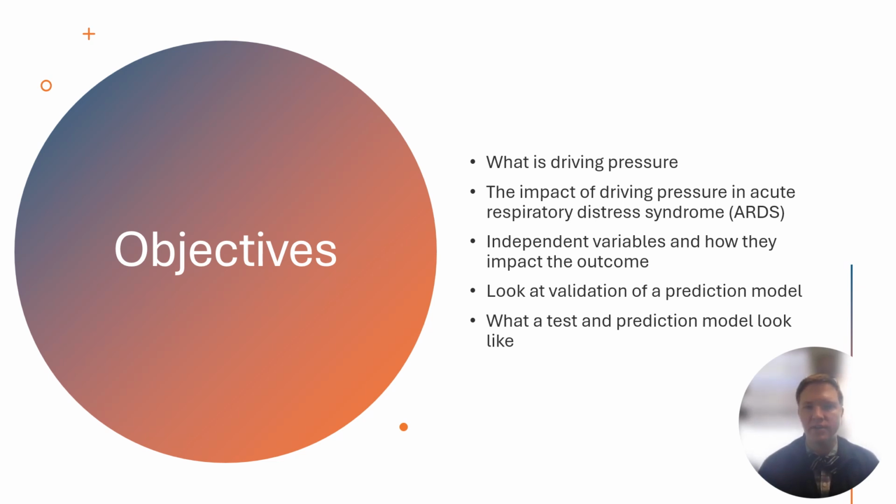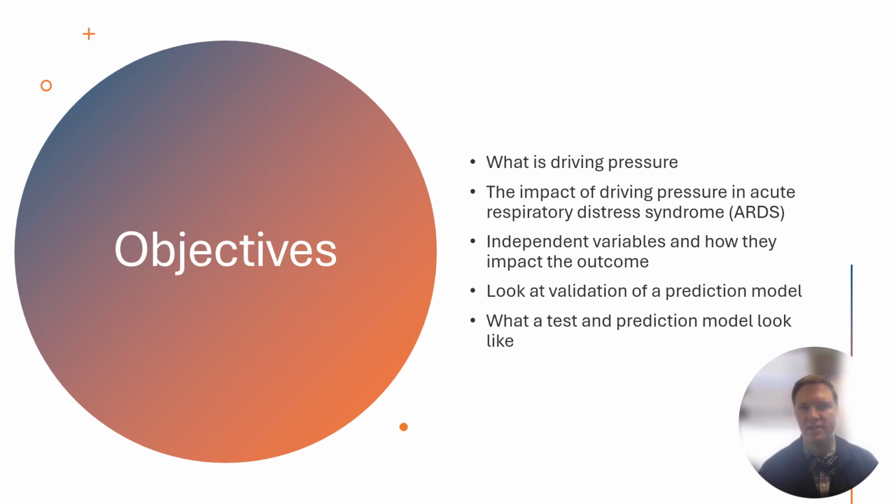So these are going to be our objectives. What is driving pressure? The impact of driving pressure on acute respiratory distress syndrome. They'll look at independent variables and how they impact the outcome, and how they determined that driving pressure was the big thing. To look at validation of a prediction model, and then the test.